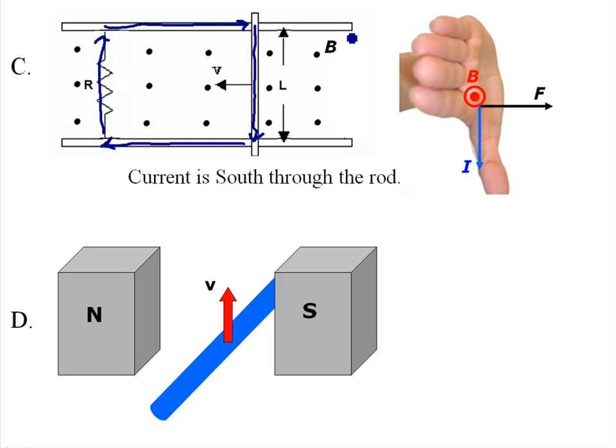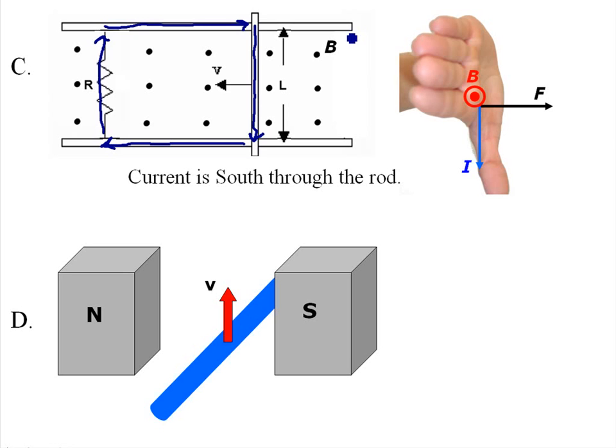And it's important for you to answer the question. I've seen questions say, well, what's the direction of the current through the resistance? What's the direction of the current through the rod? So you really have to be specific, because the direction of the current through the resistor is north. The direction of the current through the rod is south. So you have to be very careful about where you're being asked to describe a direction.